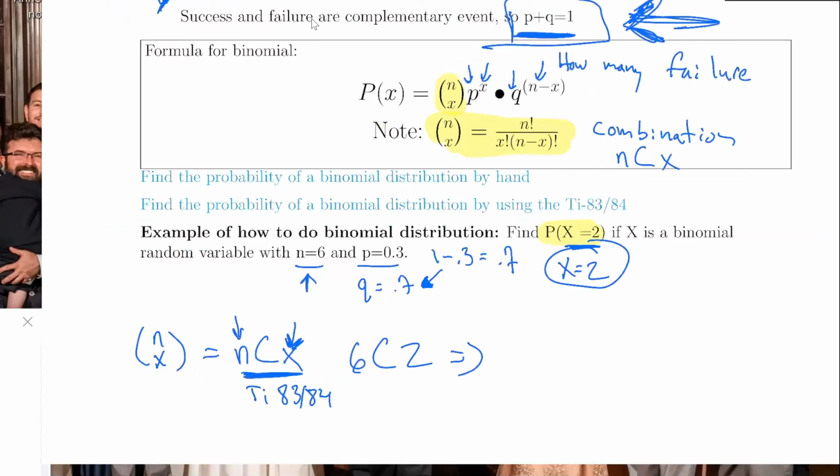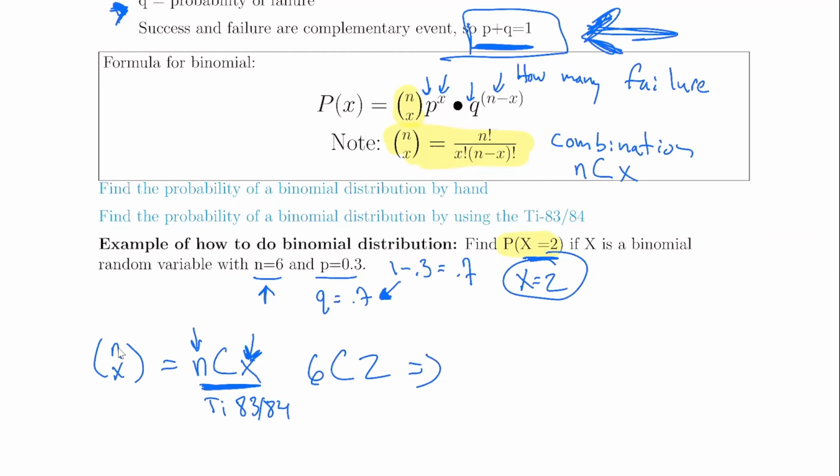Any questions? What is the TI-83 or 84? That's your calculator. Oh, okay.